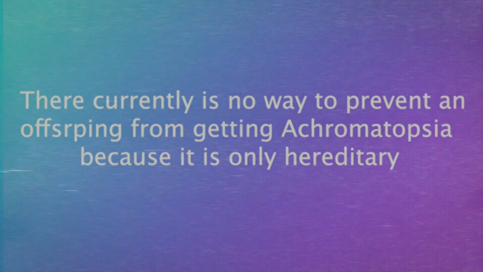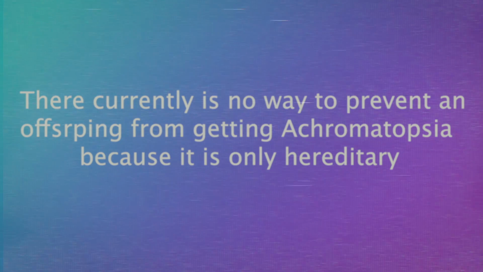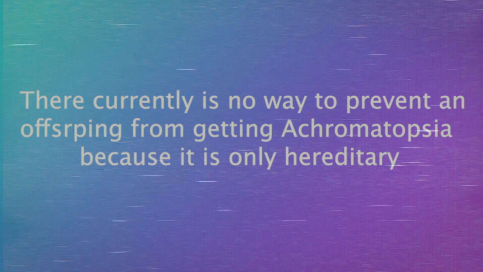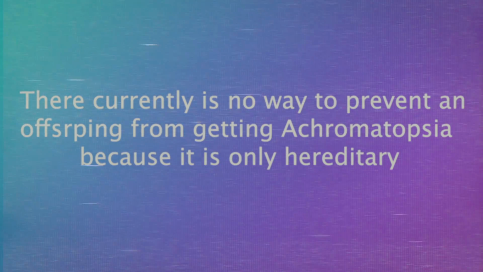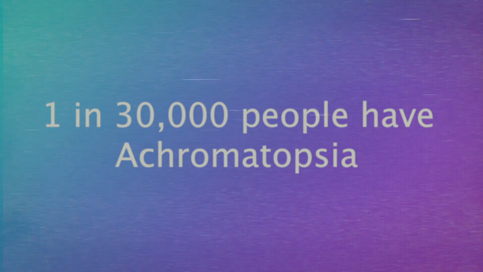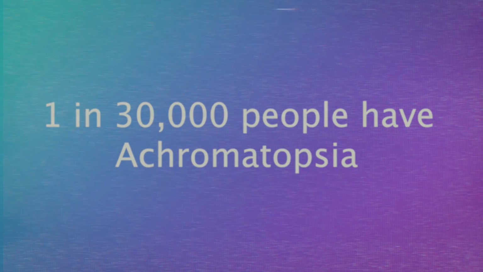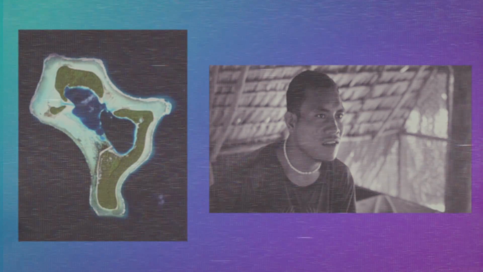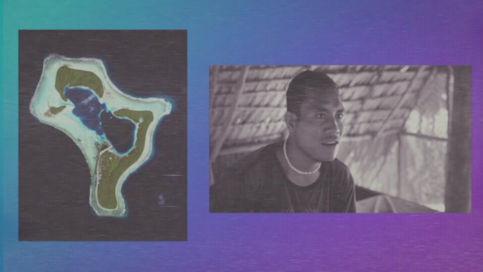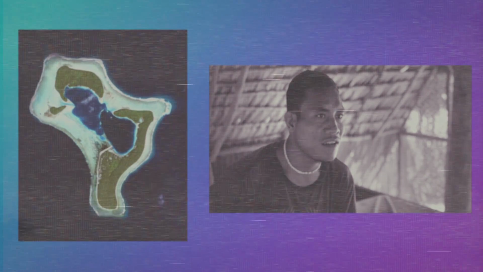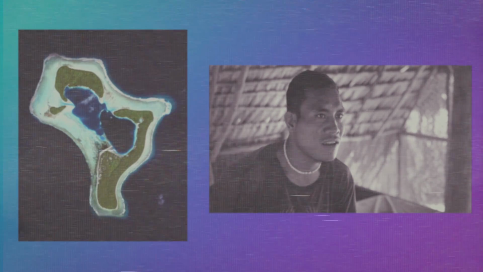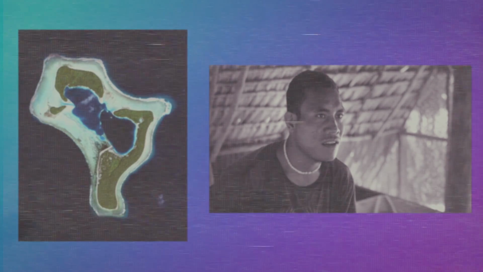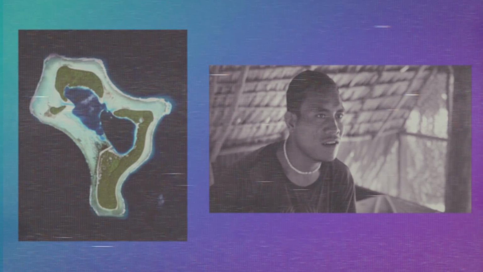There is no way to prevent an offspring from getting achromatopsia at birth, because it is purely hereditary. But they can potentially see color later in life by buying color vision glasses. Achromatopsia affects an estimated 1 in 30,000 people worldwide. Complete achromatopsia happens most frequently among Pingelapese Islanders. 4 in 10 people have achromatopsia on their island. The island was even nicknamed Colorblind Island. The majority of the population of this atoll is colorblind and sees the world far differently than people with normal color vision.